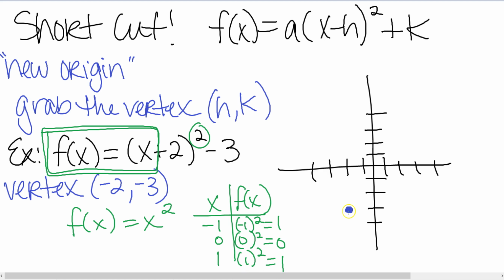So if I start from the new origin, which is this dot in purple, and I go left 1, up 1, 0, 0 is the vertex, and I go right 1, up 1, I've actually graphed the original function because this new origin, this point here, took care of my horizontal and vertical shifts. Okay? So this is like a shortcut way of graphing a quadratic equation.